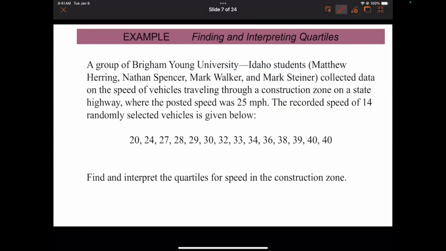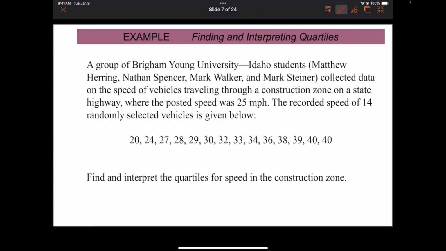So let's take a look. I have some data here. This data is from a group of Brigham Young University, Idaho students who collected data on the speed of vehicles traveling through a construction zone on a state highway. The speed limit was 25. We recorded the speed of 14 randomly selected vehicles. This is a sample. Doesn't really matter with median, but I'm just letting you know it's a sample. I've already put them in ascending order, because I don't like dealing with trying to put them in order. So our smallest value is 20 and our largest value is 40.